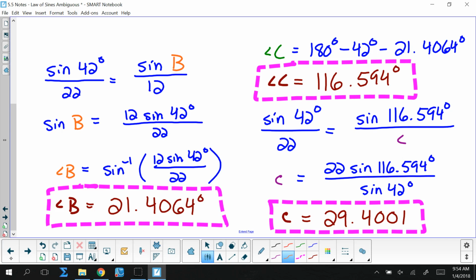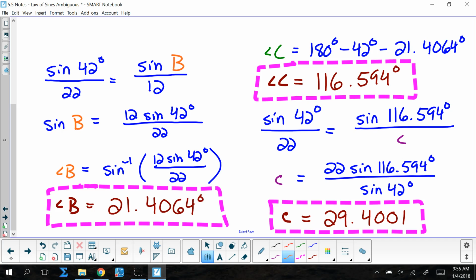Angle B I found first. 2 decimals is fine. I put 4 on there just because I put 4 on there. Okay? So 21.41 degrees for angle B. Found that one first because you were able to find that one first. Then we could find angle C, knowing that all 3 angles add up to be 180 degrees. Okay? And then we can go back and we can find side C.